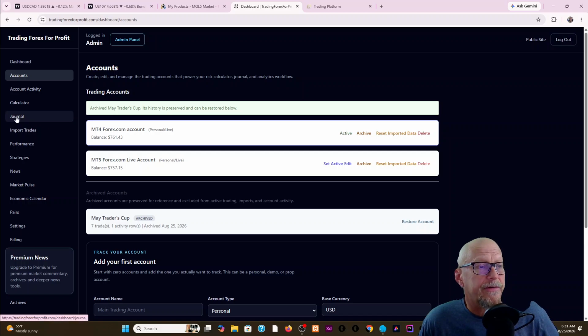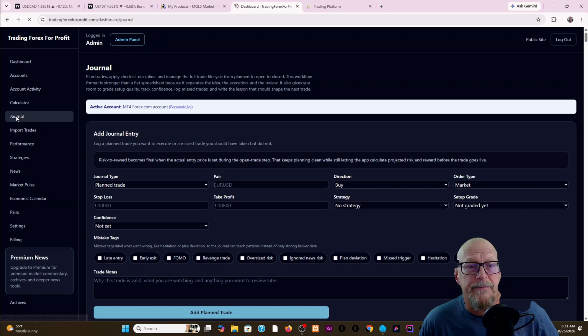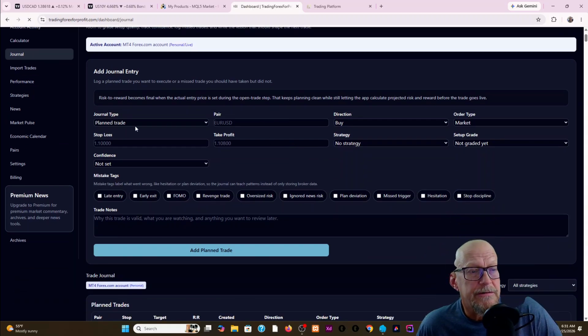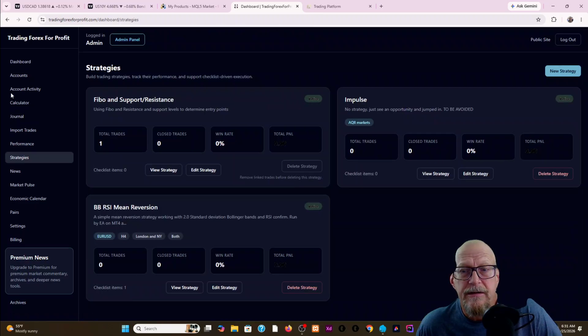After that, we're going to come over here to the journal. This is the main product right here, where you can set up your journal. Start with a planned trade, because you always plan your trades. Always plan your trades. Then you also have your strategies down here. I also have one right here called Impulse: no strategy, just see an opportunity and jump in, to be avoided.